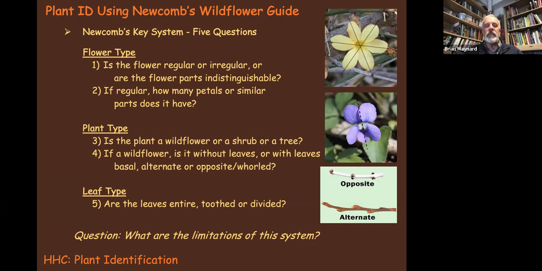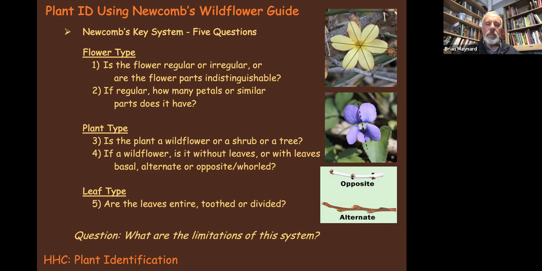And then the last question is, if it has leaves, are the leaves entire, which means that the edges are smooth without any teeth? Or are they toothed or lobed? Or are they divided, like a rose leaf, where it has leaflets, and each leaf is divided to the center.